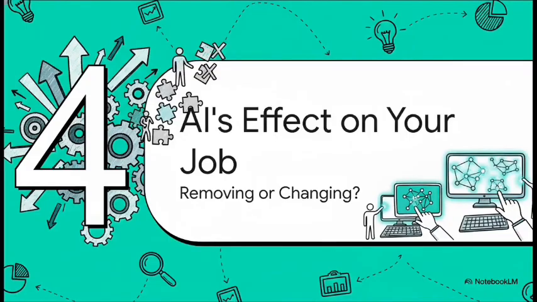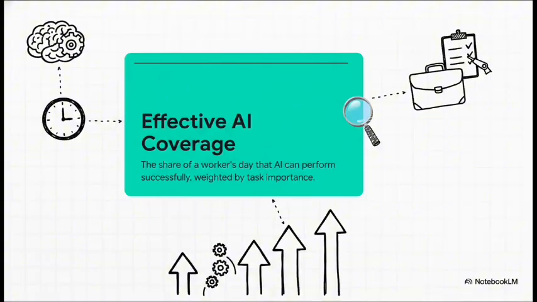Okay, so that's the big picture, but let's bring it right down to you and me. What does all this data actually mean for your job? Is AI here to just remove tasks, or is it more about changing them? To figure that out, the report uses another cool metric. It's called effective AI coverage. Now, this isn't just about what tasks AI can try to do. This is way smarter. It measures the chunk of a job that AI can do successfully, and it even considers how important each of those tasks are. It's a much more realistic way to see the actual impact.